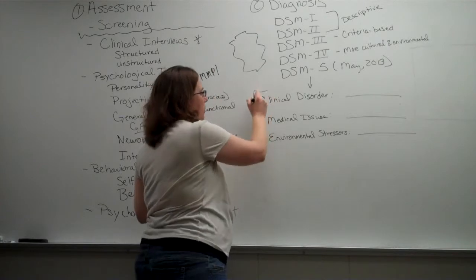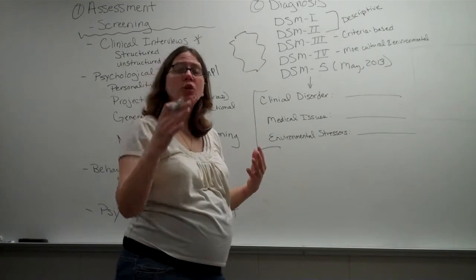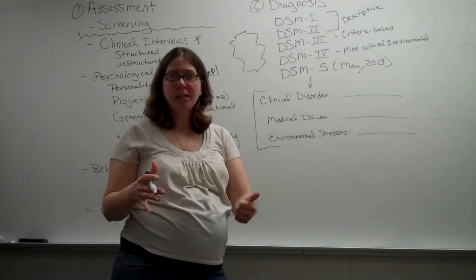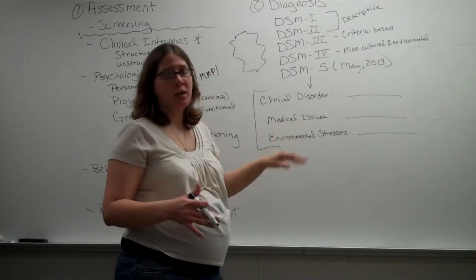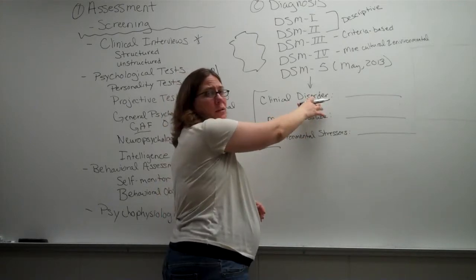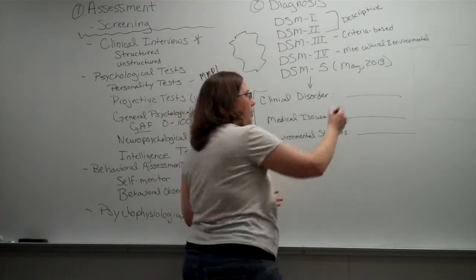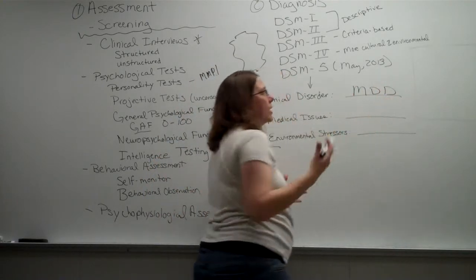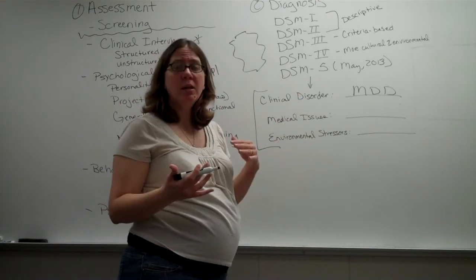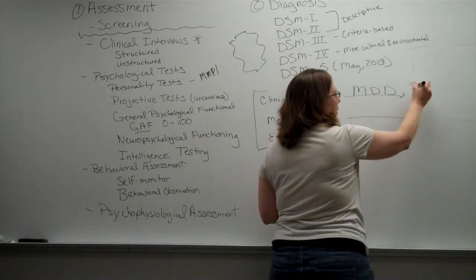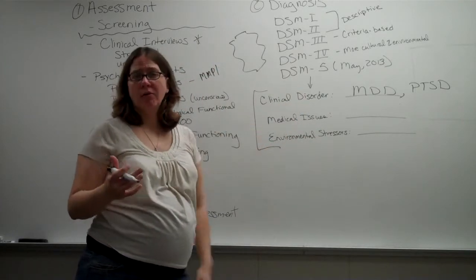We now diagnose on these three sort of axes, or these three criteria. You will use these three criteria in your case analysis, and you will see them over and over and over again in your case studies. So that's why I want you to understand these three criteria. The first one is the actual clinical disorder. So once I have assessed you and I go, you have depression, I would then put major depressive disorder as your clinical disorder. You could have more of them. That's what we call comorbid. So you might have major depressive disorder, and you might also have PTSD, post-traumatic stress disorder. All of the disorders will go in that first line.